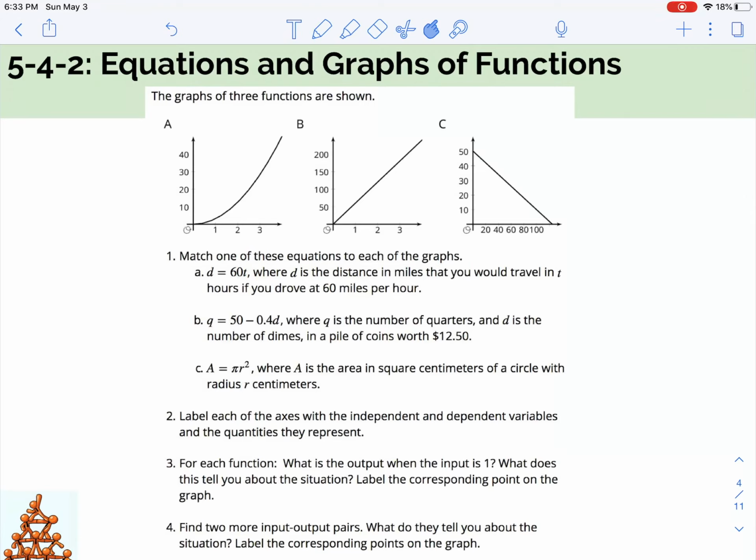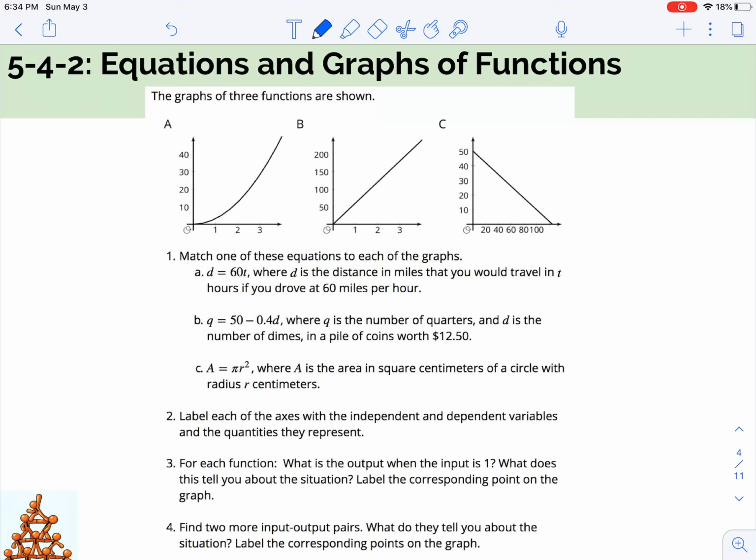Equations and graphs of functions. You probably have a bigger picture in your book, but it says match one of these equations to each of the graphs. So we're not really going to be doing much calculating for this. We're just going to look and kind of guess. And we're going to go through all three because I think this is a lot to expect that you would be able to do without any instruction from your book, and probably having forgotten this from whatever year you learned it in.